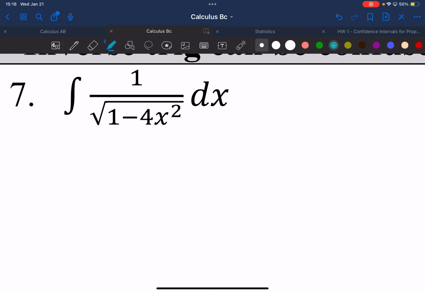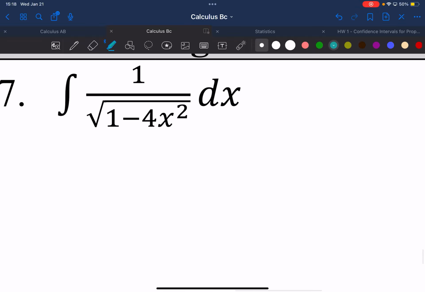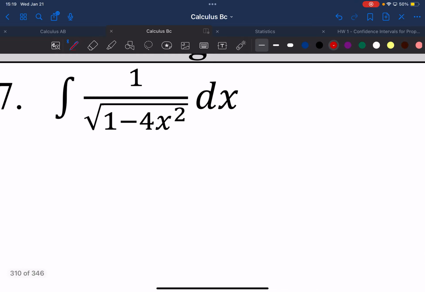1 minus 4x squared. I'm going to tell you, if you go through the whole u substitution process, you may or may not get an answer. It may put you in a repeating cycle of u substitution, w substitution, v substitution, y substitution, and you'll never get an answer. However, because you guys are all super smart, we know all our inverse trig. And this kind of resembles what inverse trig? Sine.